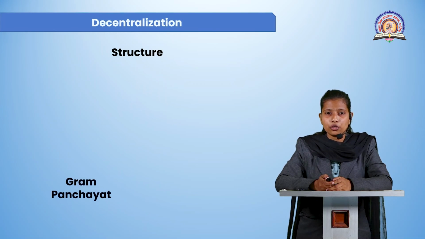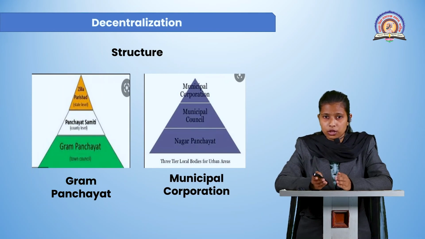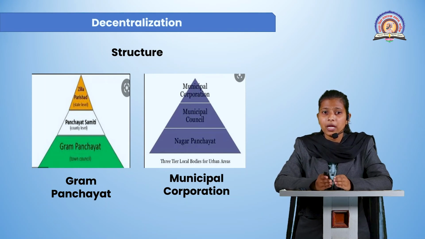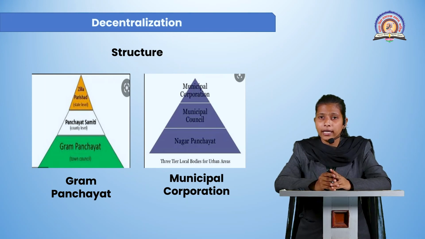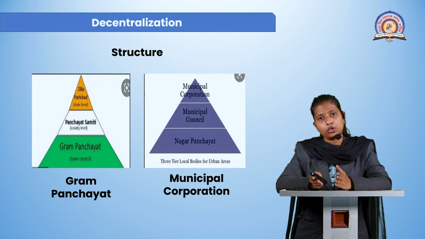Now, this is the structure of the Gram Panchayat and municipal corporation. At the town level, the Gram Panchayat is there. At the county level, the Panchayat Samiti is there, and at the state level, the Zilla Parishad is there. And in a similar way, in the municipal corporation, the three local bodies are at three levels: the Nagar Panchayat, municipal corporation, and the municipal council. So these are the structures of the Gram Panchayat and municipal corporation.